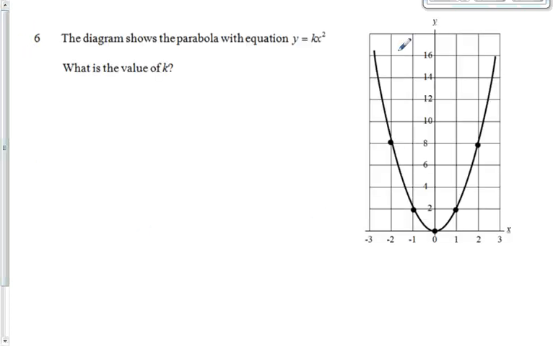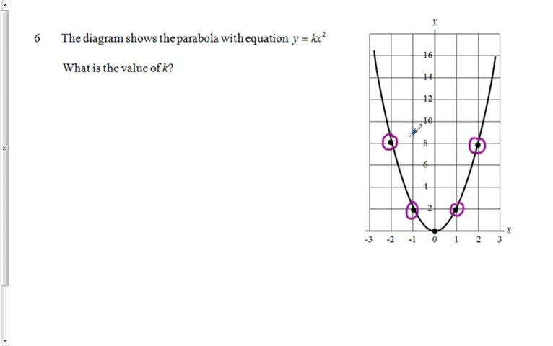Now the first question is question 6. Question 6 is a 1-mark question. It starts off nice and simply. The diagram shows the parabola with the equation y equals kx squared. What is the value of k? Looking at that graph, we can see that several coordinates have been marked on. We've got (-2, 8), (-1, 2), (1, 2), and (2, 8).